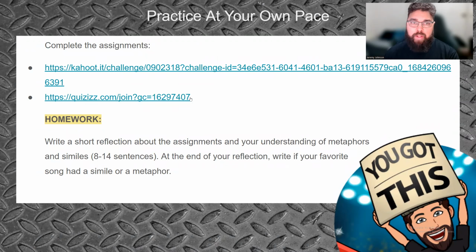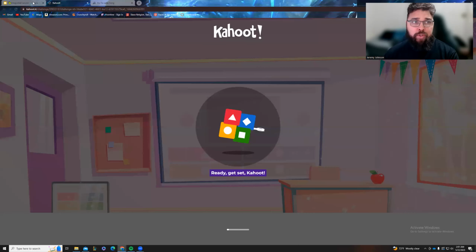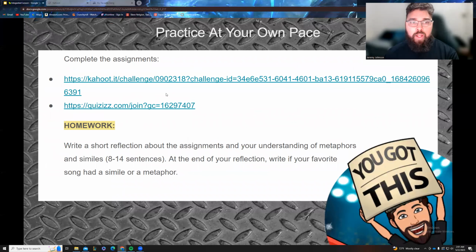These are pretty fast. One's a Kahoot and the other one's a quiz, some gamified activities for the content, and then they'll write a reflection on these assignments, and then they'll go back to the Padlet to see if their song had a simile or a metaphor. All right, and that is my lesson.